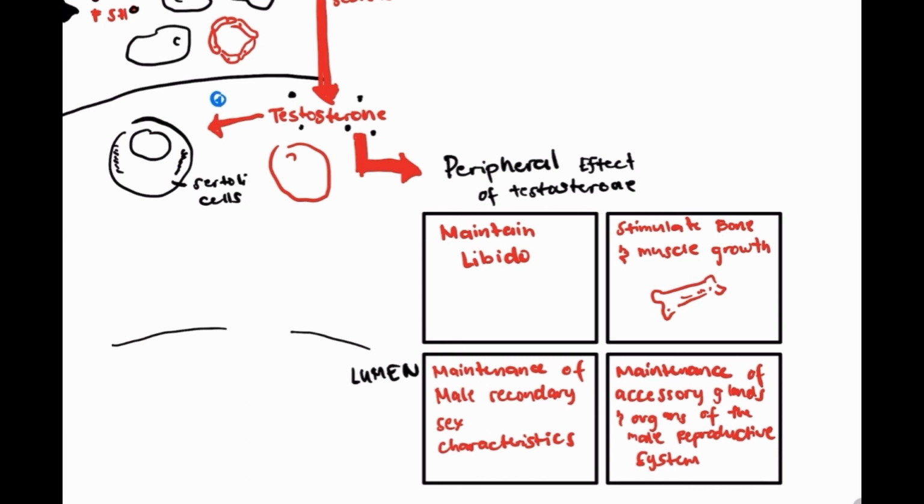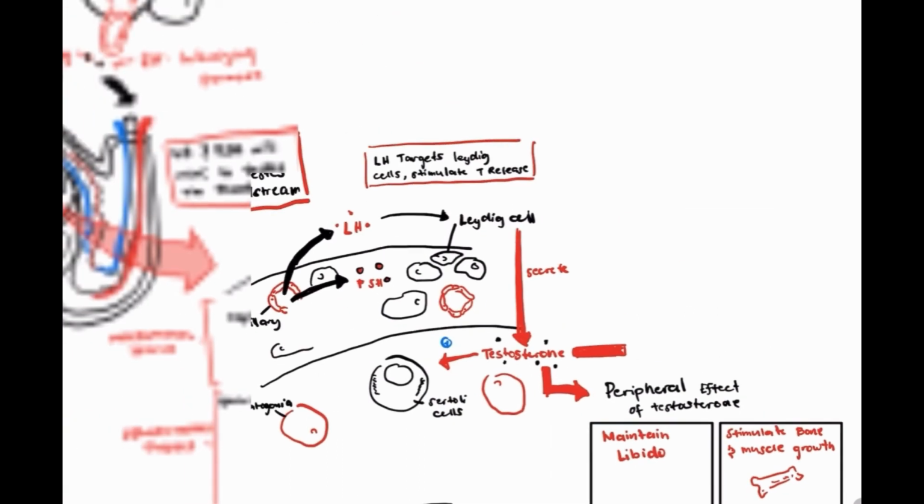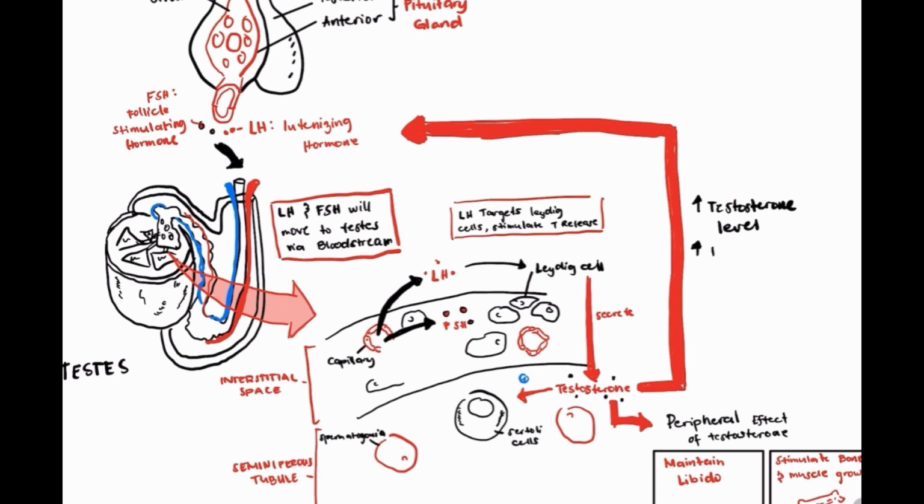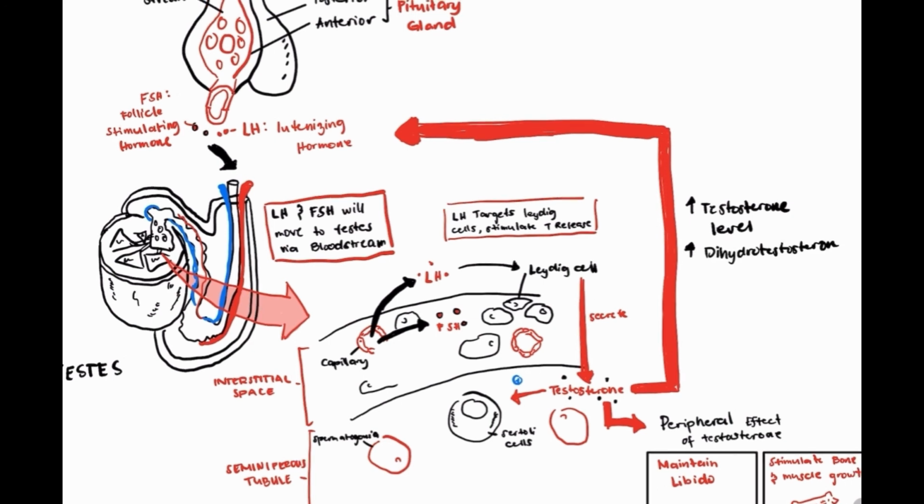Of course, producing too much testosterone is not good, and so there's a negative feedback occurring when there's a high level of testosterone. So when testosterone or dihydrotestosterone levels are high, this will send a negative feedback to the anterior pituitary to inhibit the release of luteinizing hormone, LH. Because remember, LH was the one that stimulated testosterone secretion in the first place. So high testosterone levels will inhibit the release of luteinizing hormone, which should decrease the secretion of testosterone by Leydig cells.